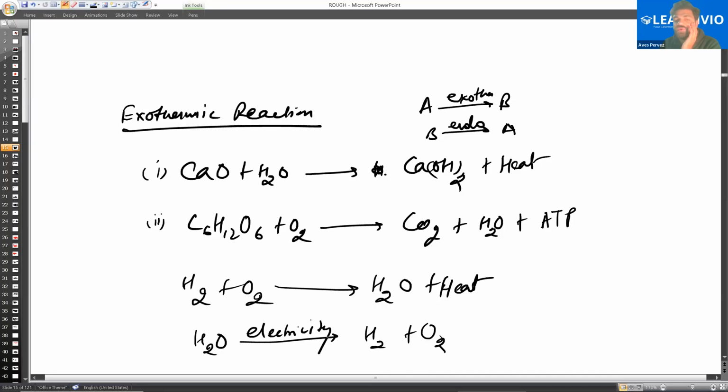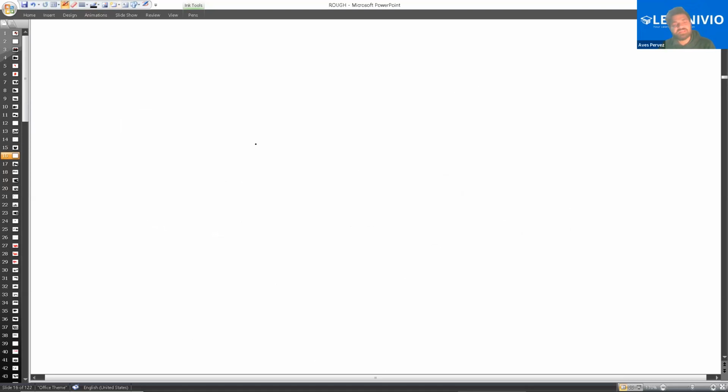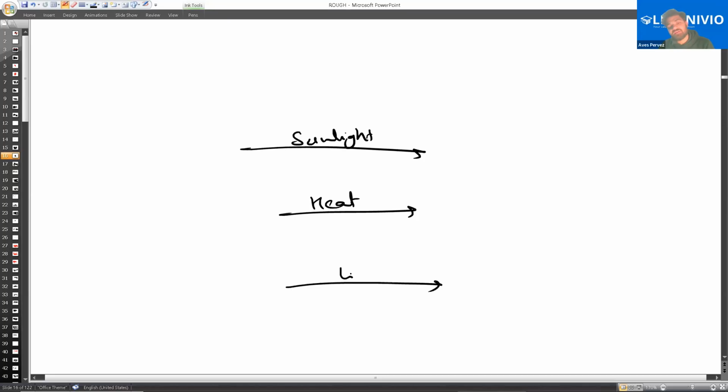Now, if any energy is written on the arrow, it is considered that energy is being supplied, and that reaction is considered an endothermic reaction. Understood? For example, the energy can be in the form of sunlight, light, heat, or UV, or in the form of electricity, any energy. That type of reaction is considered an endothermic reaction. Understood?